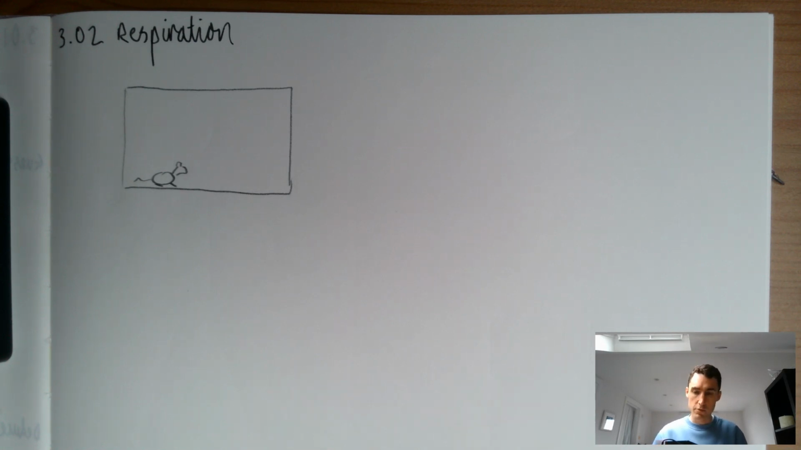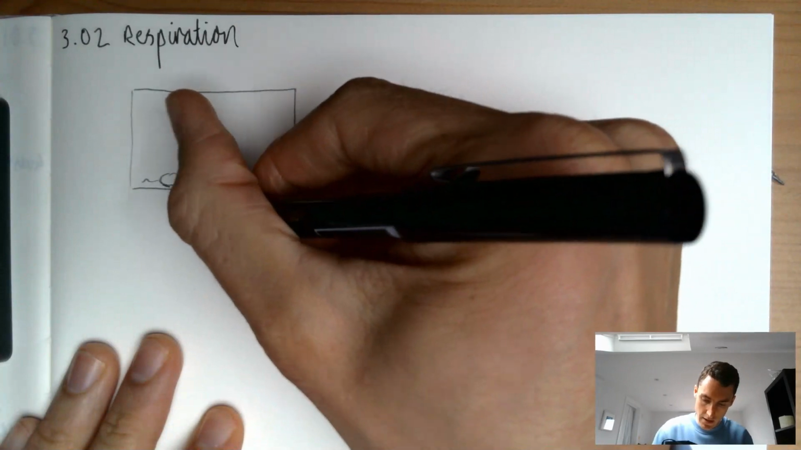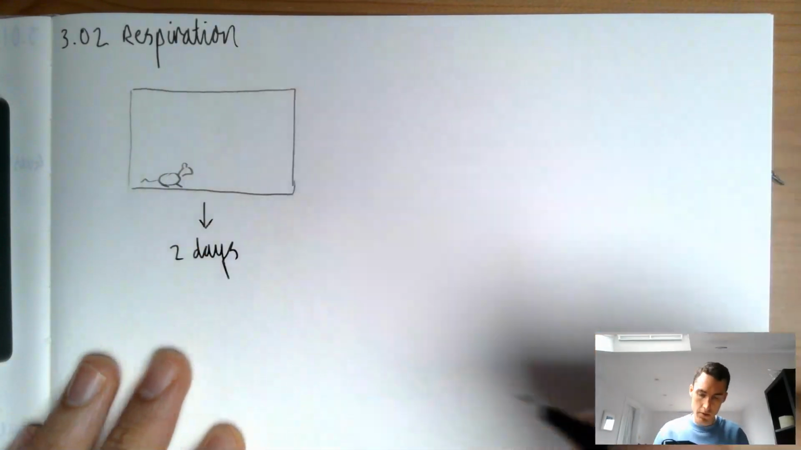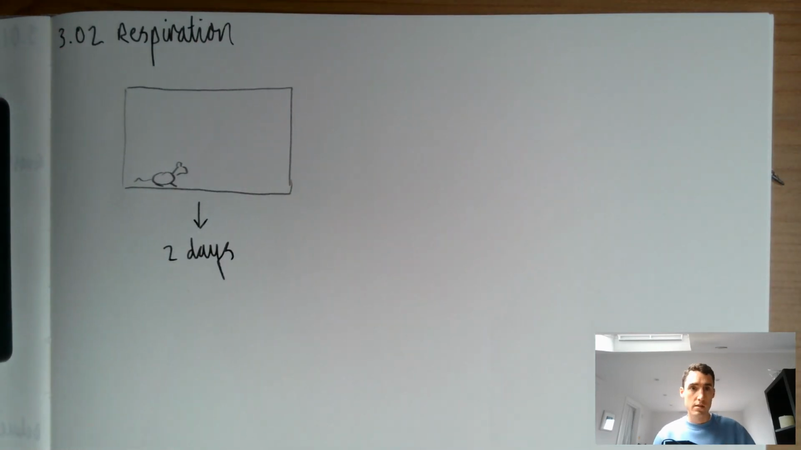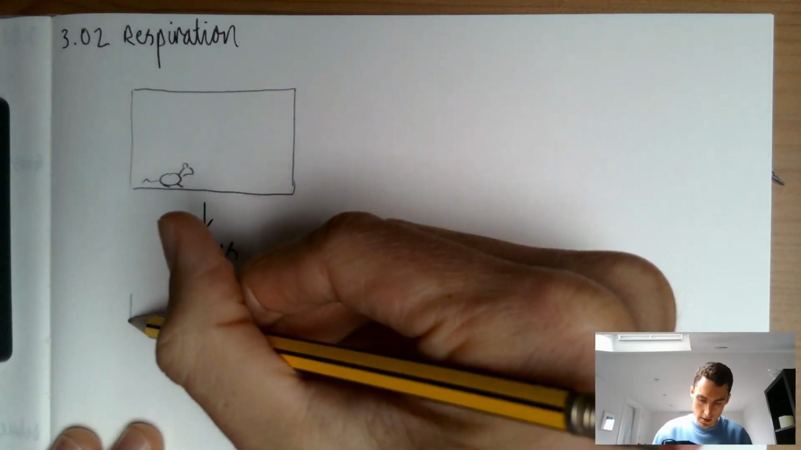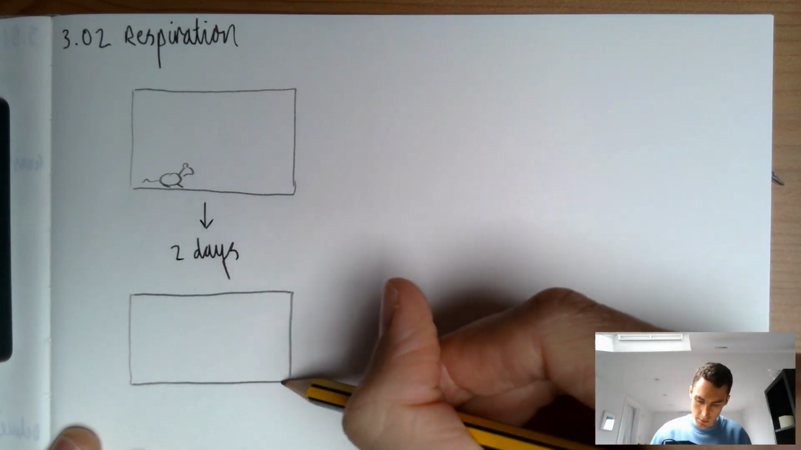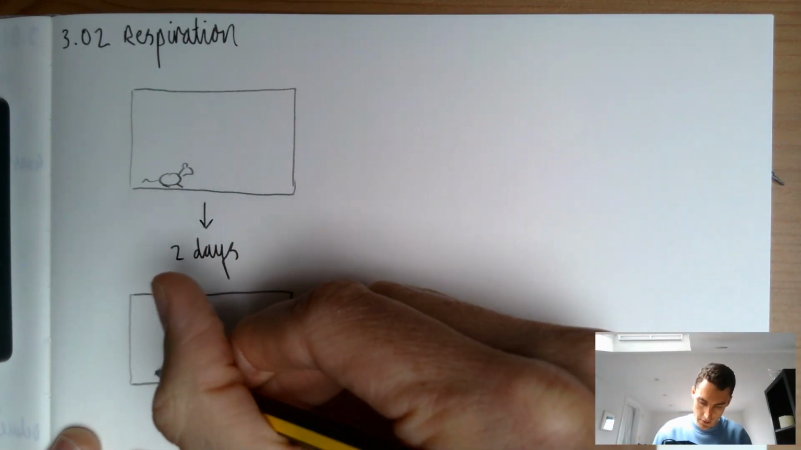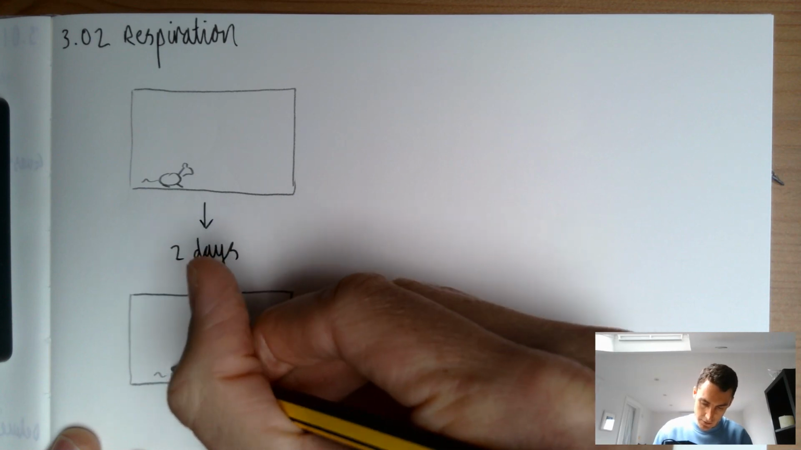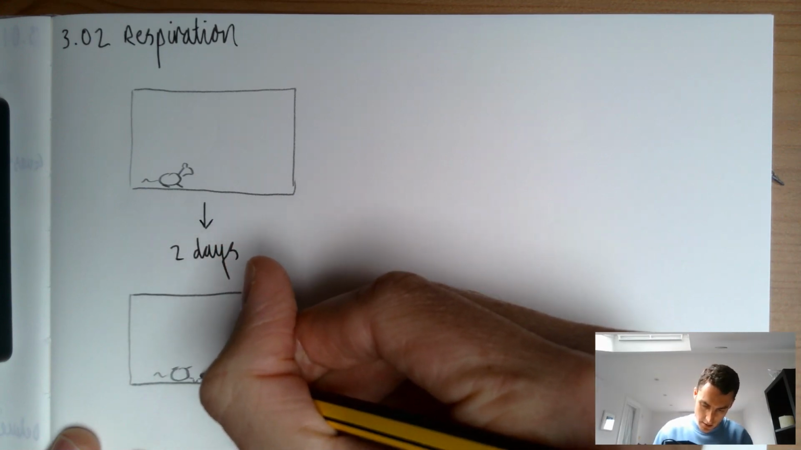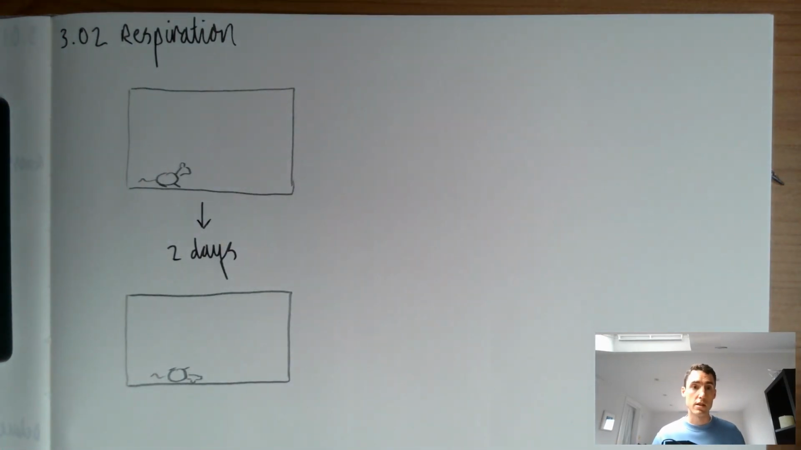And what we find is if we leave this mouse in the box with nothing else, then after, let's say, 2 days, what happens is, and it's a little bit sad, this poor mouse is now a dead mouse, an ex-mouse. So if we were to draw it like that, I'll draw the ears there, put it on its back to show that it's now dead. So it lasts for 2 days.